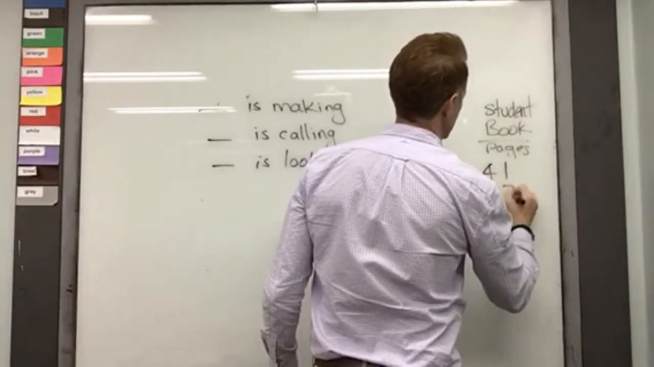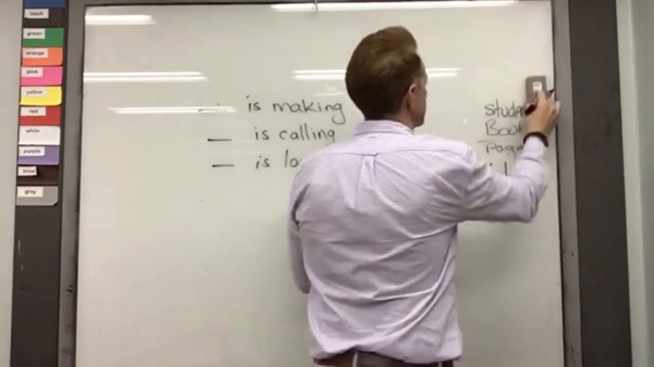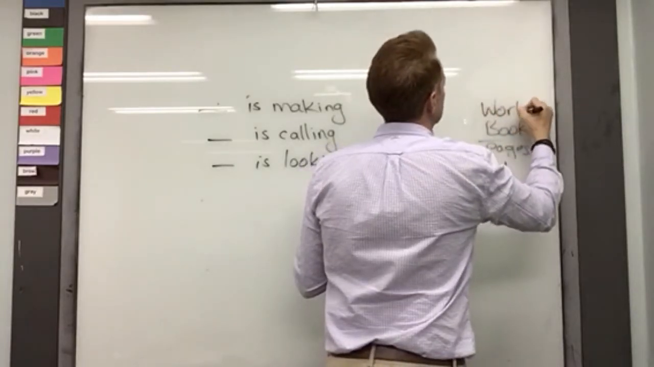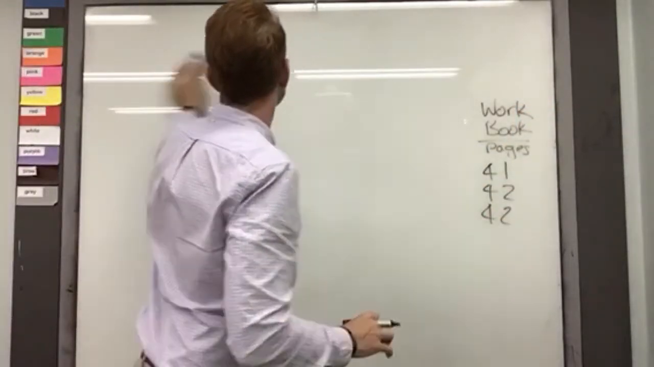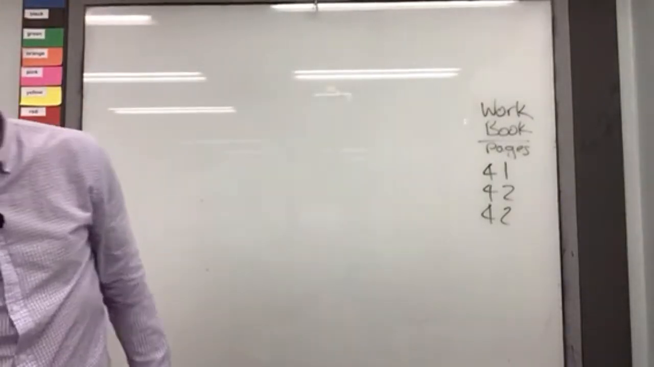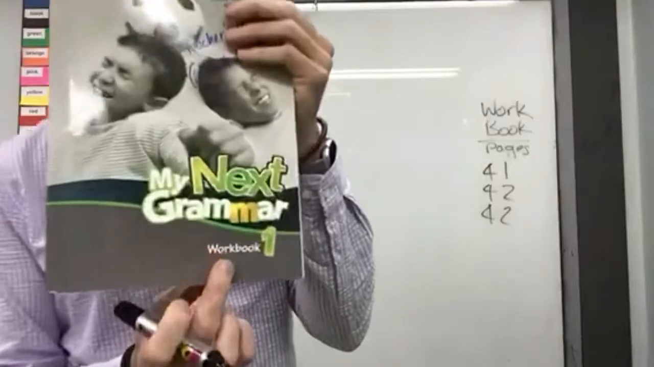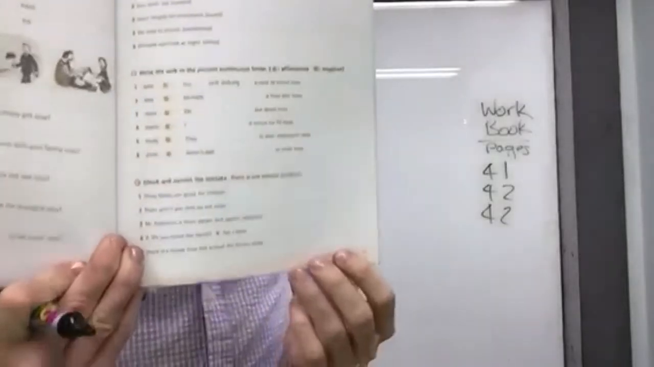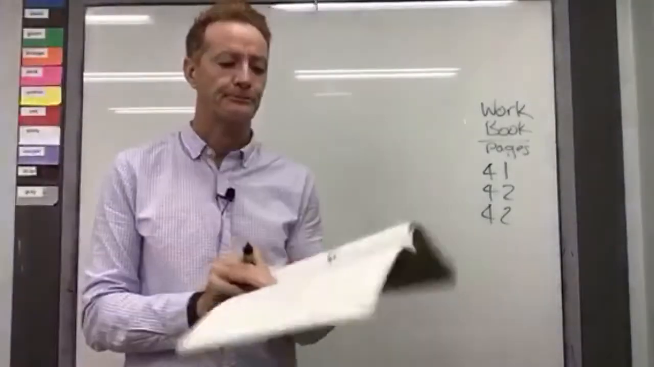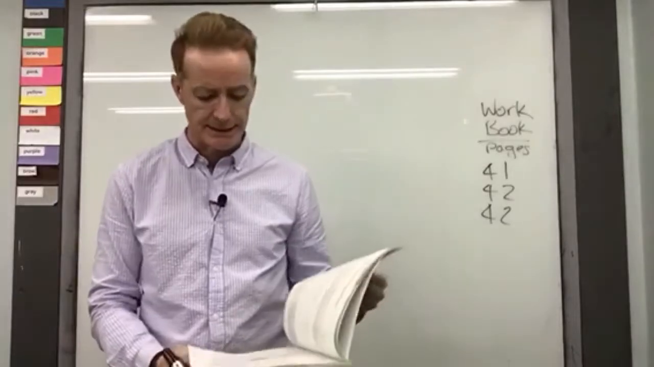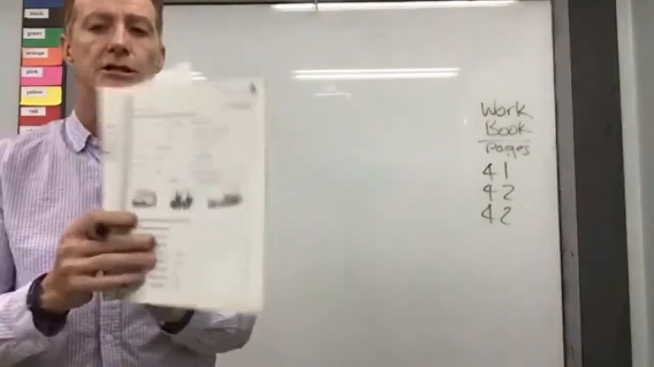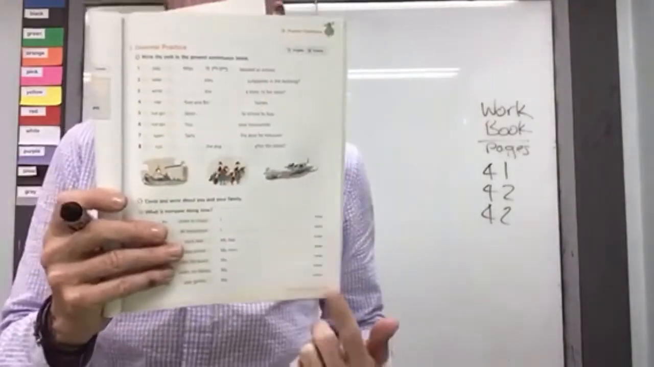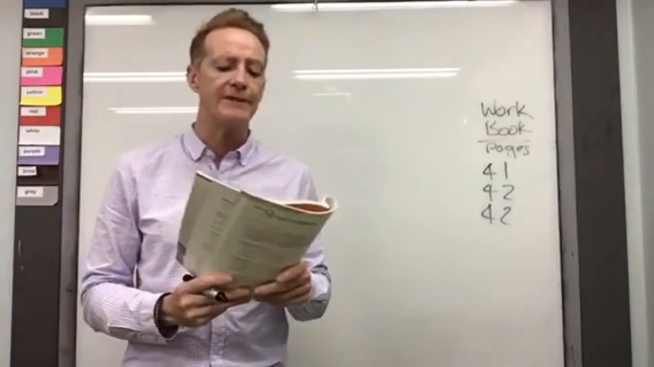41, 42, and 43. It is the workbook. All right, so make sure you grab your workbook. This one, workbook. Page 41. Now we are just practicing our present continuous again. All right, so let's do this side here. Page 41. Number 1 is already finished.